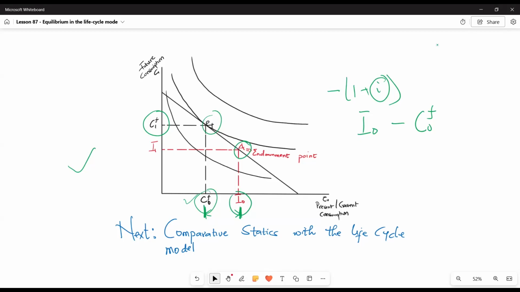So this is all that we have in our lesson on equilibrium in the life cycle model. In our next lesson, we'll be looking at comparative statics with the life cycle model, focusing on what happens when interest rates change.